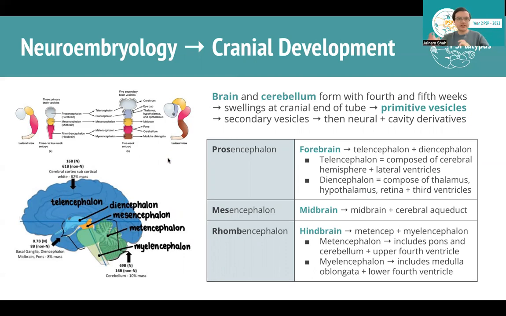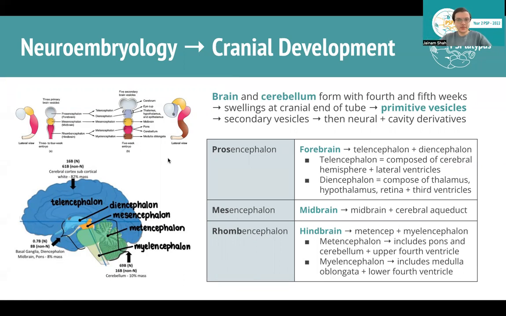So remember that the brain and cerebellum, the 2 major parts of at least the upper part of the CNS, form within the 4th and 5th weeks, right after neurulation has just happened. And you get these swellings, which are called primitive vesicles. Essentially, that primitive vesicle then evolves into a secondary vesicle. And the main important thing is, as a general formula, these secondary vesicles then go on to form a neural component and also a cavity derivative. So again, general formula, all of these embryological structures form a neural part, so part of the CNS, and then a cavity that it's associated with, generally a place where you get CSF being produced.